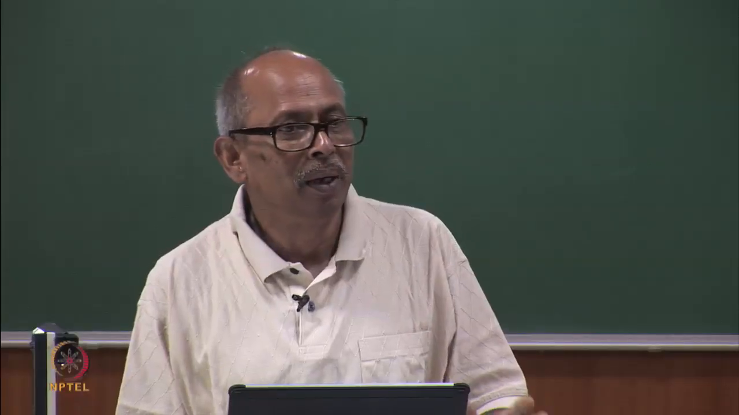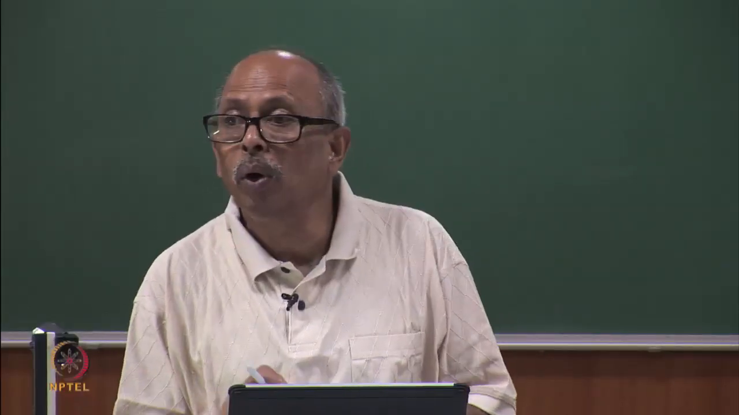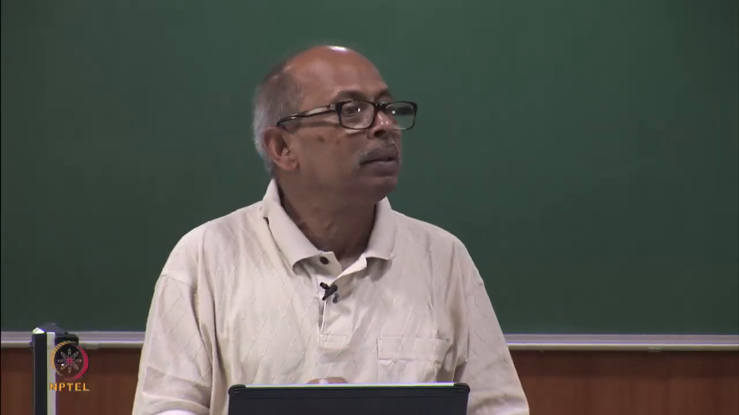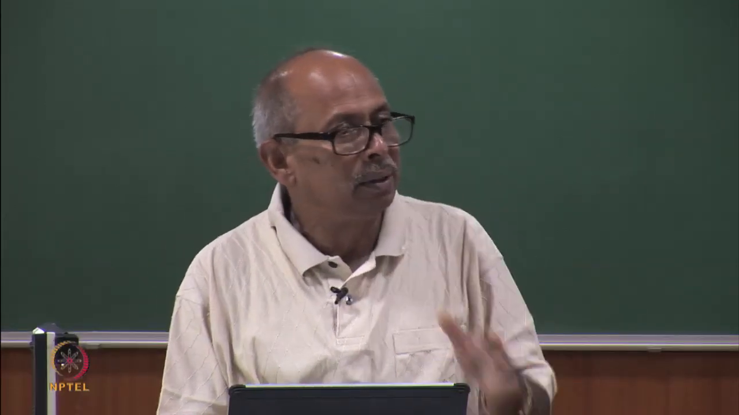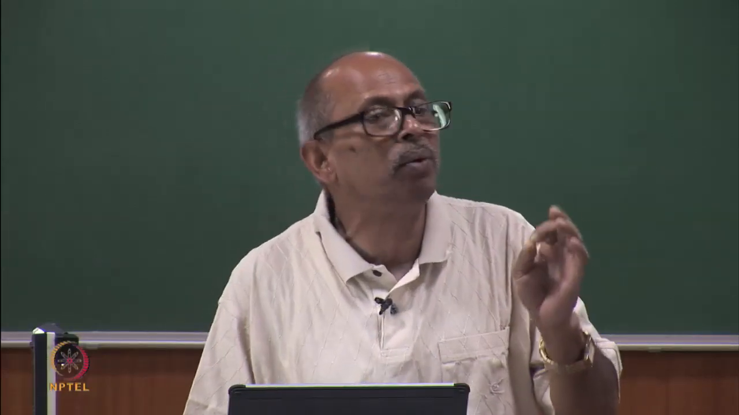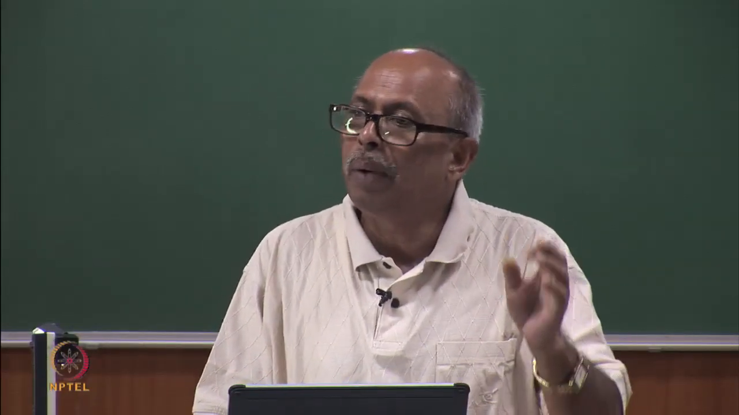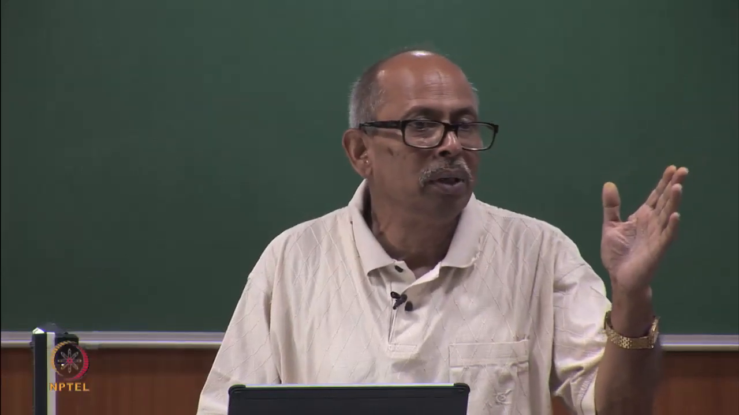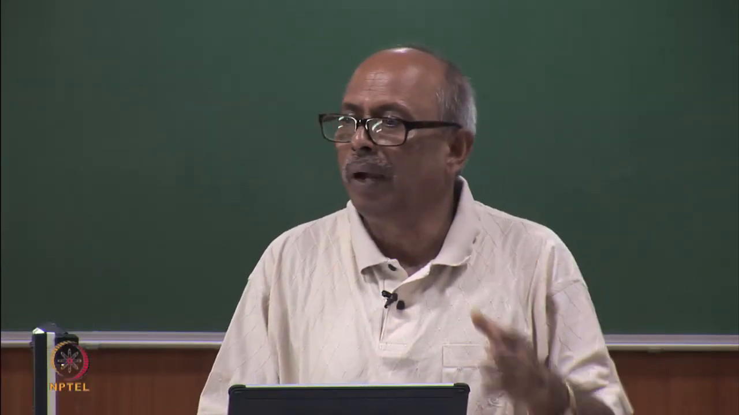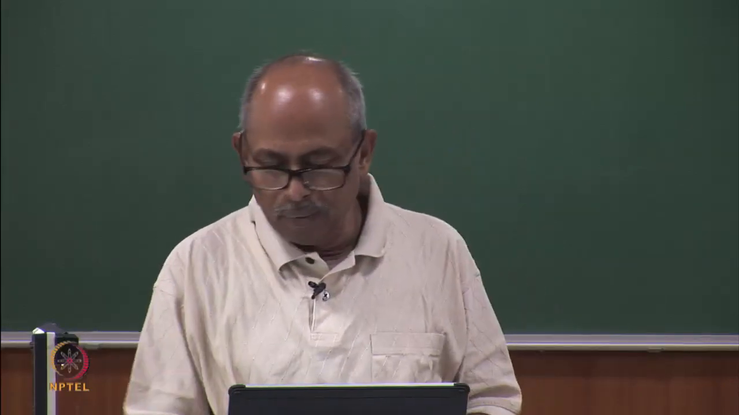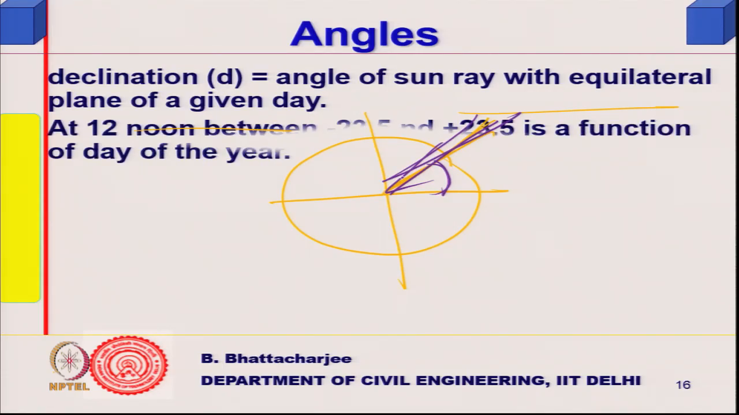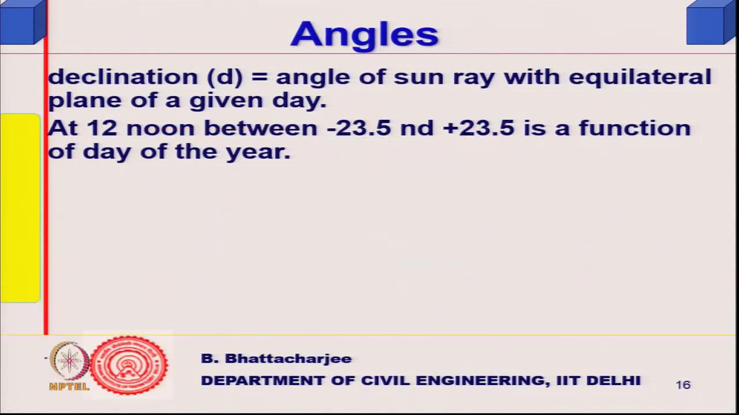23.5, and also in December the same, only its direction changes. In between, declination varies from plus 23.5 when it is in the north to minus 23.5. So, this is what we define as declination. At 12 noon, between minus 23.5 and 23.5, it is a function of the day of the year.